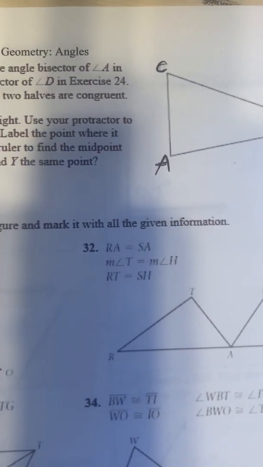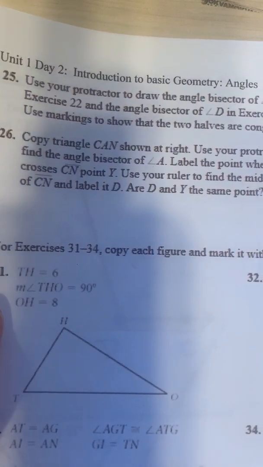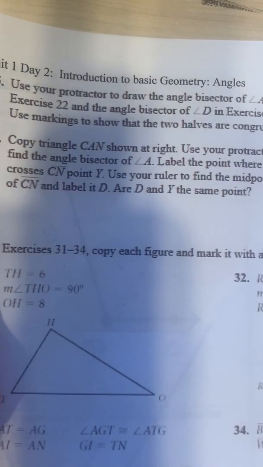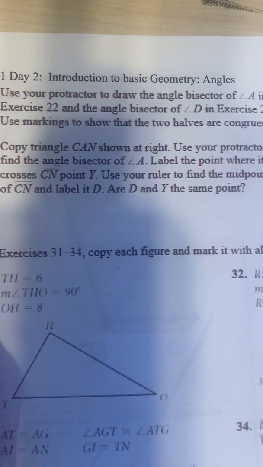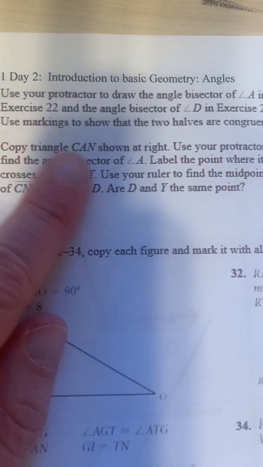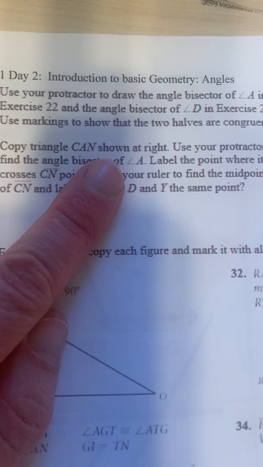All right, so this is page 8. We're going to look at questions number 25 and 26. Now the question says in 25, use your protractor and draw the angle bisector of angle A in exercise 22 and the angle bisector of D in exercise 24. Use markings to show that the two halves are congruent.